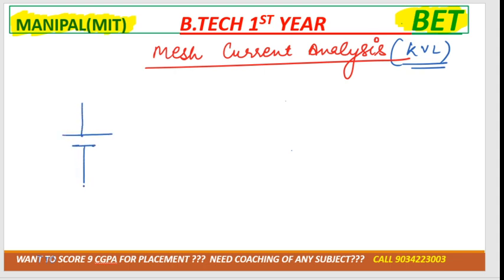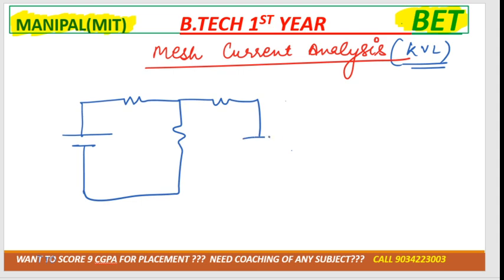Okay, so for explaining this, I'm not going into the theory, I'm directly going into the numerical. I'm drawing a simple circuit diagram to make you understand how we can make the KVL equations. Okay, so this is the circuit. I'm assuming the values. Step by step we'll move further.